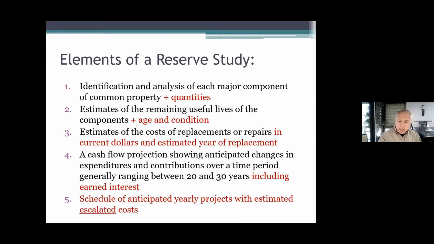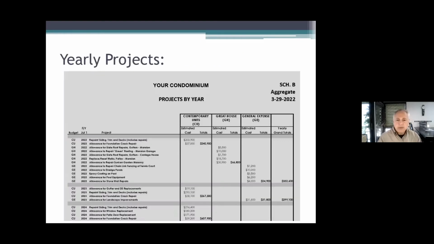And item 4, the cash flow projection should include any earned interest that you have on your reserves as well. And number 5, as I said, yearly projects. It's very nice to not just say when these things are going to happen, but create a schedule of yearly projects that have these escalated costs in there. And I'll show you an example of one of those.